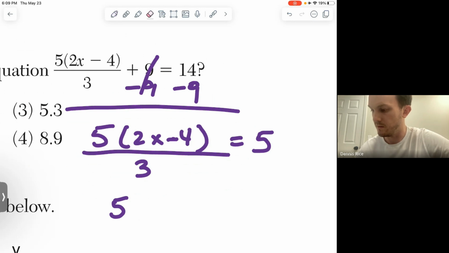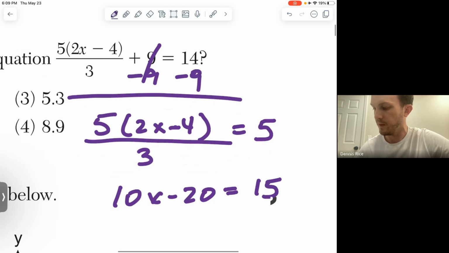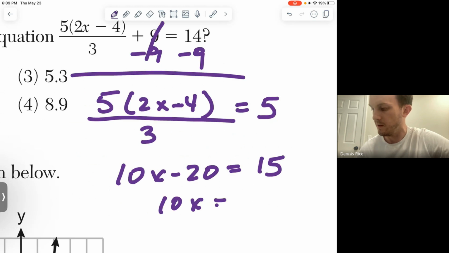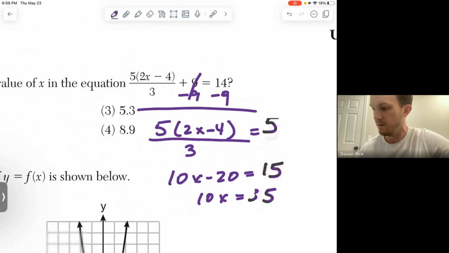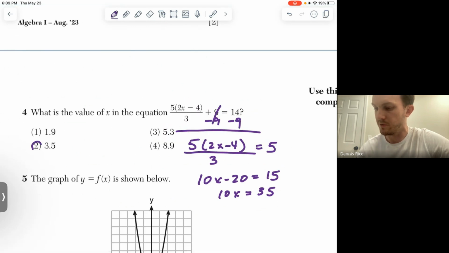You know what? I'm going to distribute as well. Kill 2 birds with 1 stone. We get 15. We move the 20 over. And now when we divide by 10, we'll get 3.5. Choice 2. Just a different looking equation.